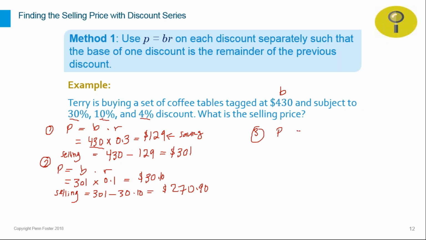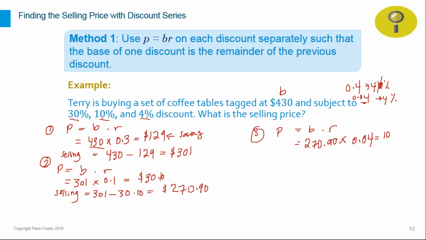Not done yet. We still have a third discount, number 3. You can use the same formula, P equals B times R. The base in that case is $270.90 times R. R in this case is 0.04. 0.4 is 40%. But 0.04 is the 4%. Just to let you know, because sometimes when you see a 4%, we just think of it as a 0.4, not a 0.04, which is the correct one here. Multiply, and that will give you the savings.